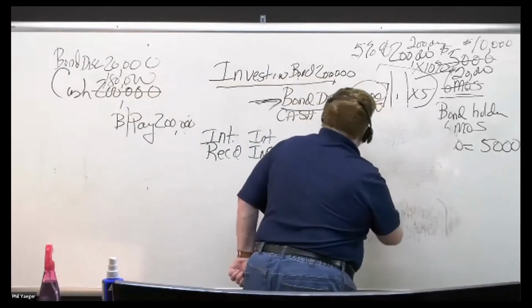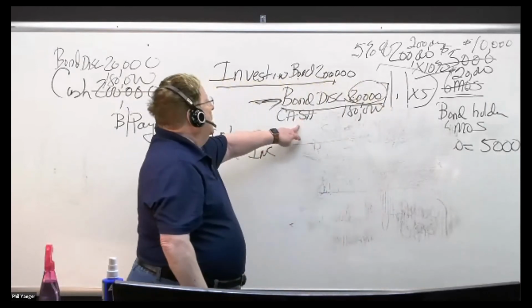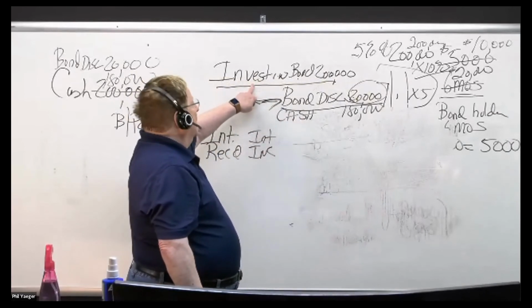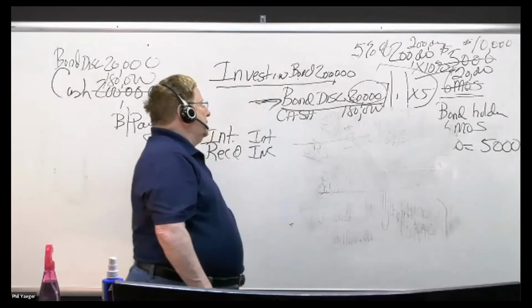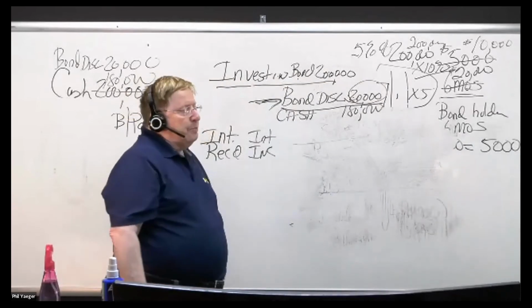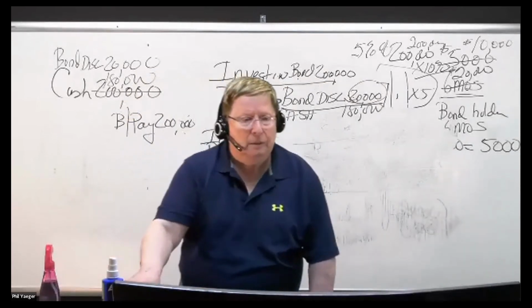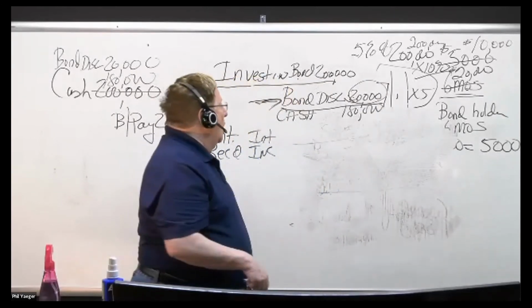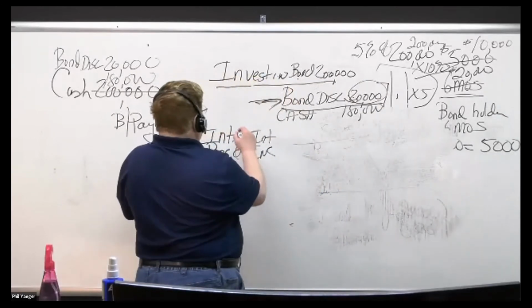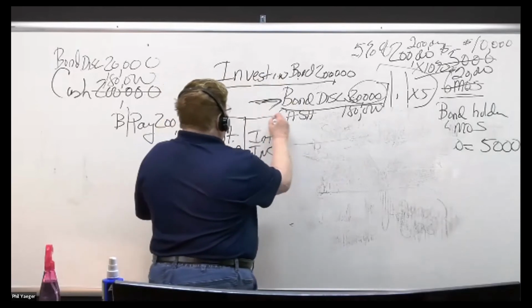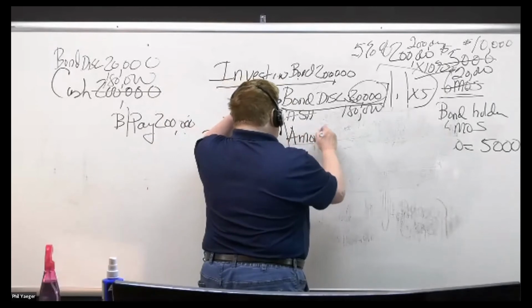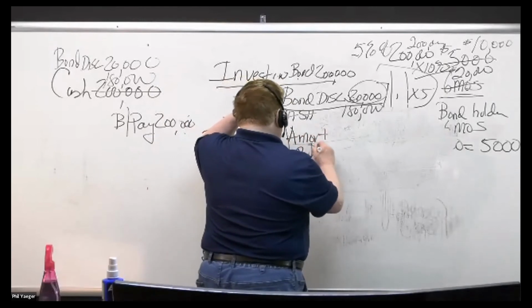180,000, right? Why did I pay 180,000 where at maturity I'm going to get 200,000? Why did I pay less? Because I must be getting a higher rate than the market, right? Is that correct? That's correct. So what I will do is take the difference between the interest received and the interest income. And that would be the amortization of the discount.